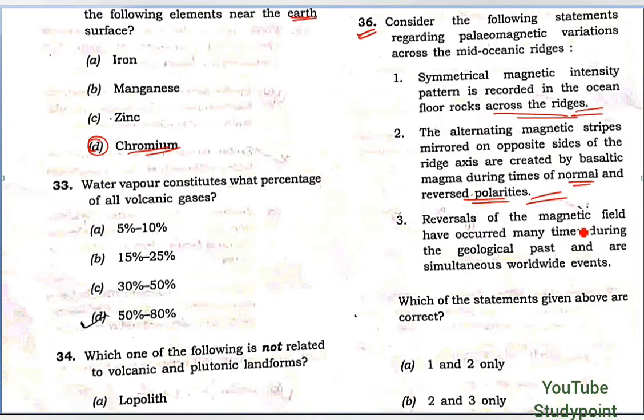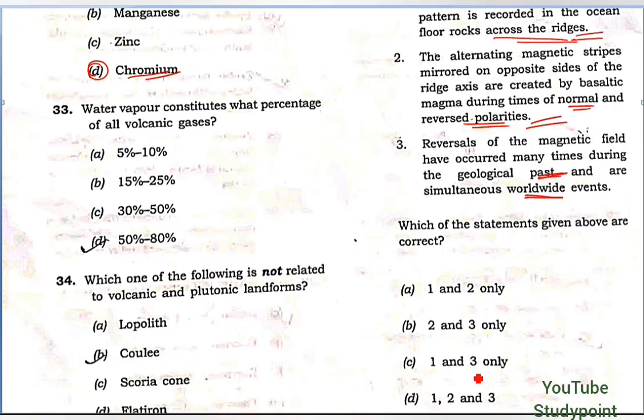Next statement: Reversals of the magnetic field have occurred many times during the geological past. This is also right. Are simultaneous worldwide. This is also right. Right answer is option D, 1, 2, 3.